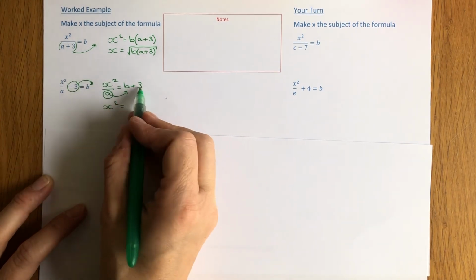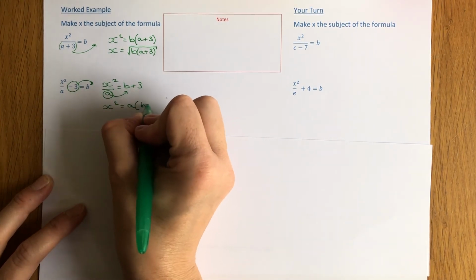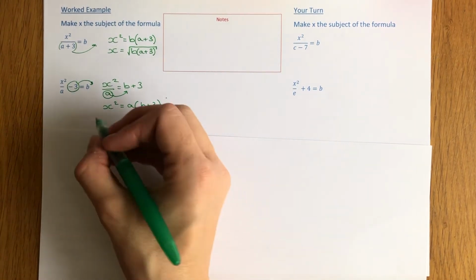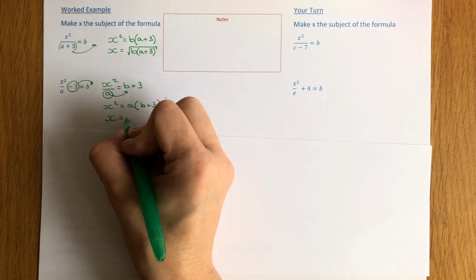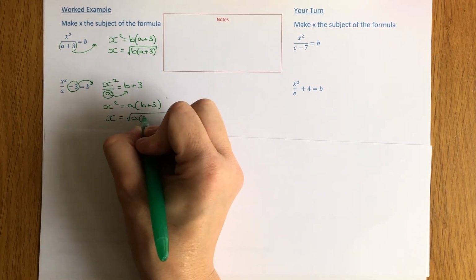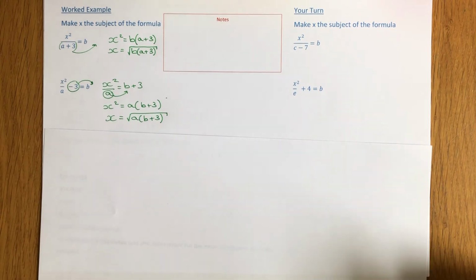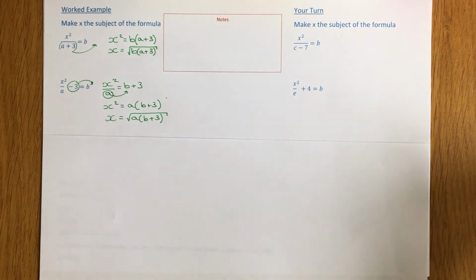Now because you've got more than one thing here, you pop that in brackets. So you're timesing the whole side by a. Then we need to get rid of the square. Opposite of squaring is to square root. And you are done. X is on its own. Okay, so I've got 2 for you to do. Press pause, have a go, and then we'll go through them.